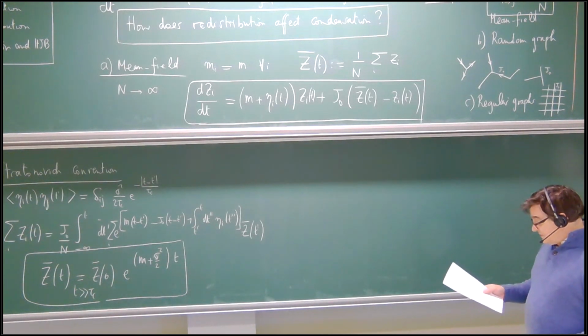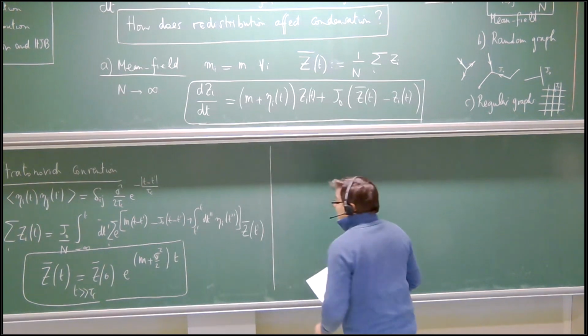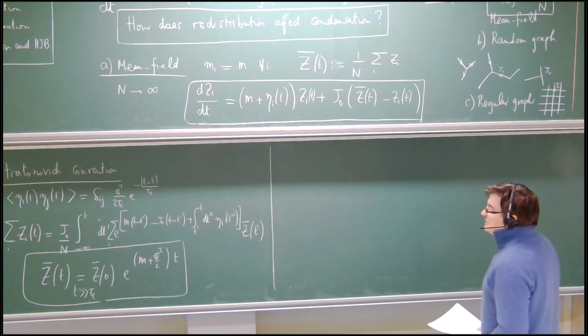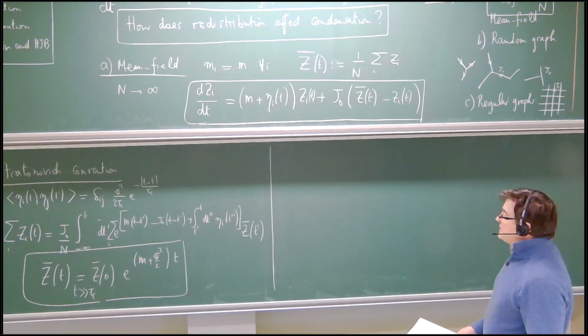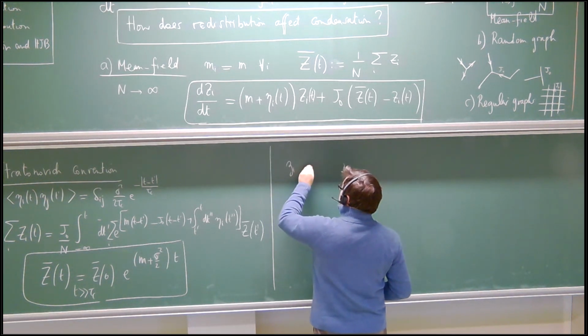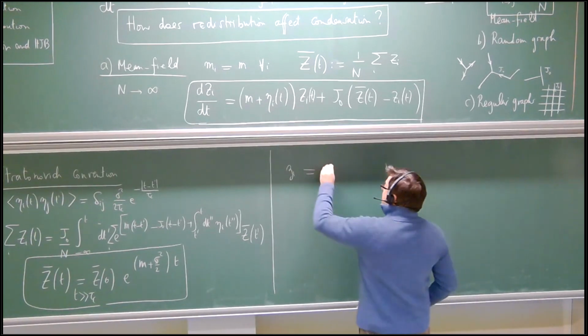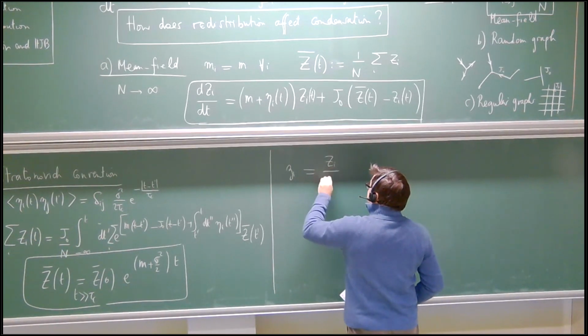But in order to get a stationary state for the population sizes z_i, I'm going to do something very natural, which is to rescale the population of a city by the average population size. So what I'm going to introduce is this quantity, small z_i, equal to capital Z_i divided by z bar.